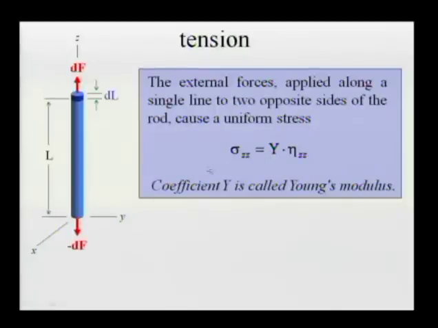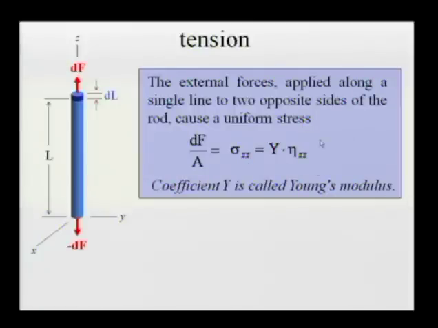Now, let's use the definition of ZZ component of stress and ZZ component of strain, and relate it to the force and to the change in length of the object. So by definition, ZZ component of stress is the force applied to the surface divided by the area of that surface. So this force divided by the cross-sectional area of this rod gives me the ZZ component of stress.